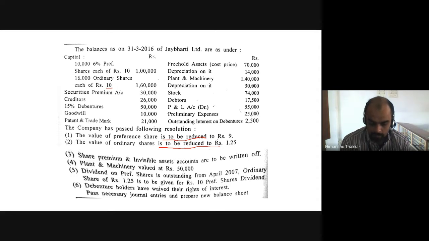Now equity share, you can write ordinary share capital account debit. You need to reduce it by rupees 8.75. Any confusion in understanding 8.75, how we got it? We'll write a combined entry. So 8.75 equity and preference together will be debited and then to credit capital reduction. So into how many shares are there? 16,000. So what will be the amount?